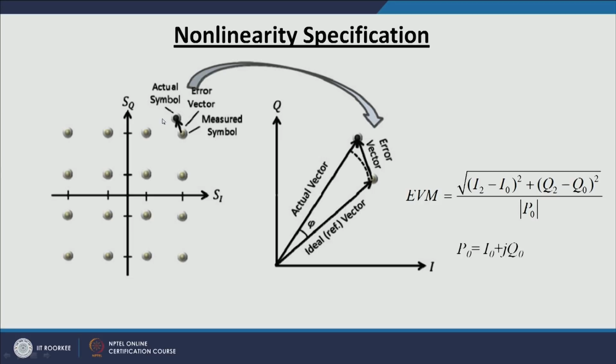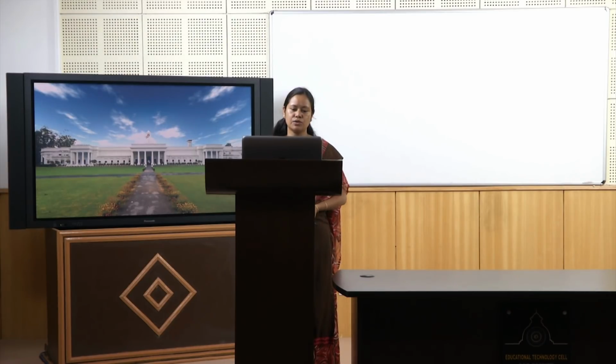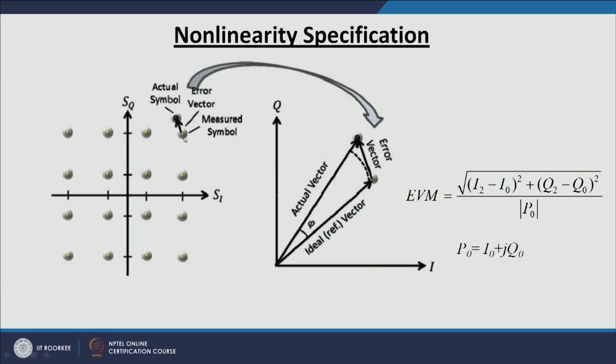So, if you look at this 16-QAM signal in the constellation diagram form, we have our I phase and the Q phase, and this is the original location of the symbol. But because of the distortion, the symbol is not lying at its original location, and after demodulation it goes to some other point. So, this is the actual symbol and this is the measured symbol, or ideal symbol, I would say.